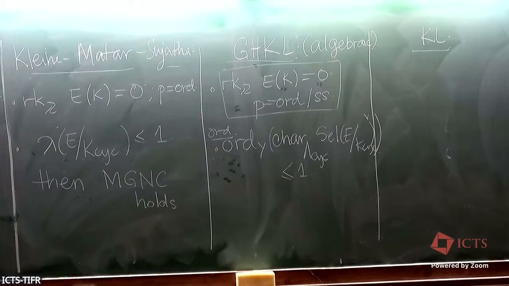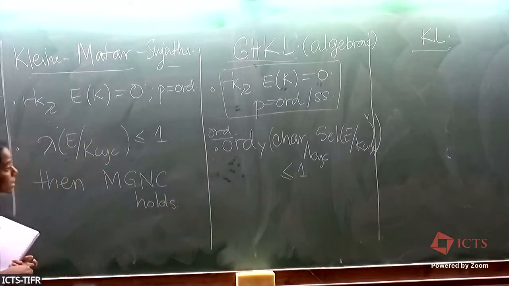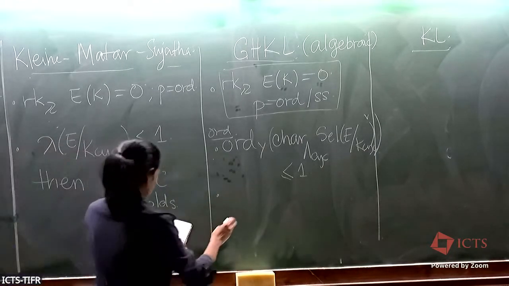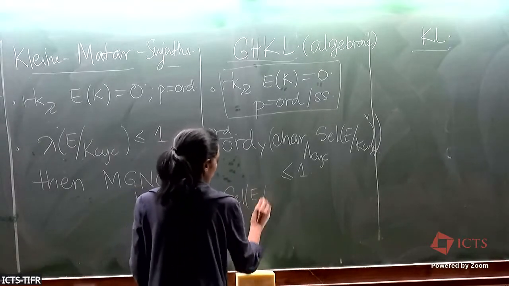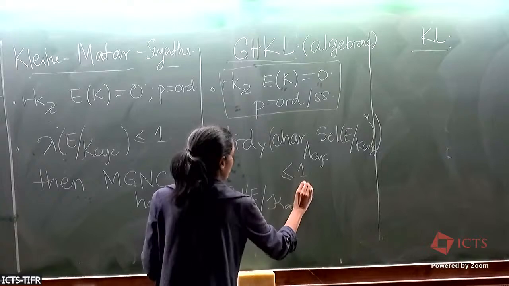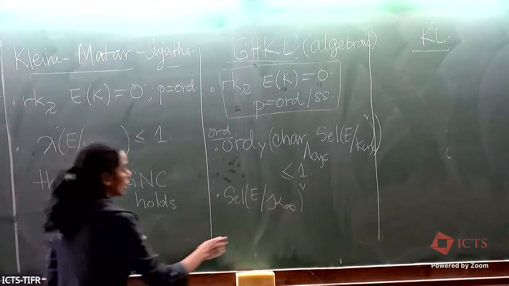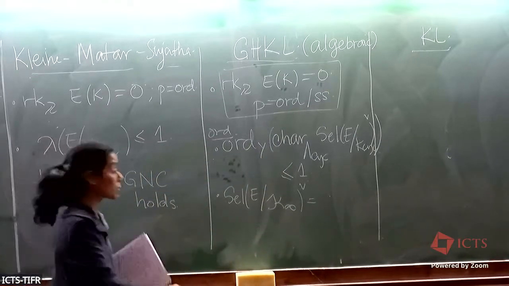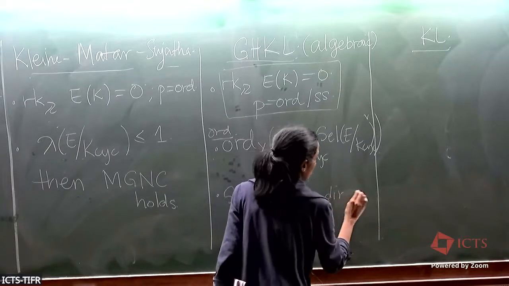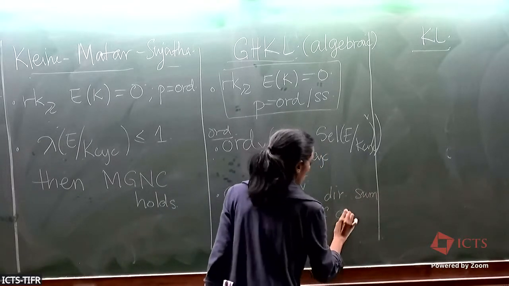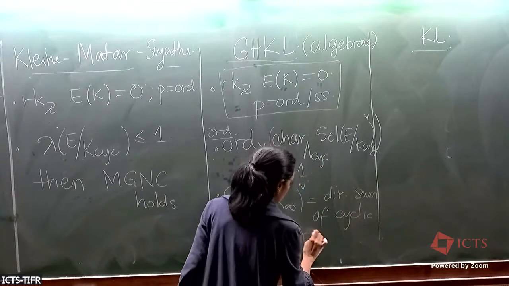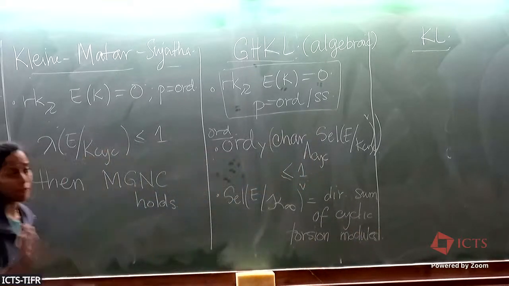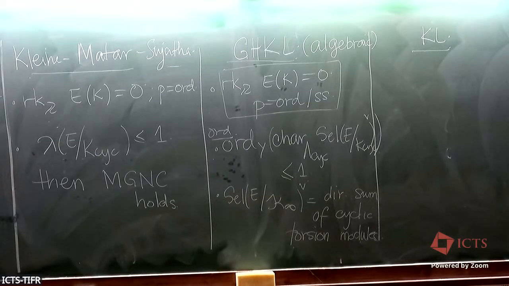And this weakening of the lambda condition will come at a cost, and that's what we call a semi-cyclicity hypothesis. And that just means that over the Z_p^2 extension, we actually want the dual of the Selmer group to be a direct sum of cyclic torsion modules. In other words, we're asking for that pseudo-isomorphism to be an isomorphism on the nose.